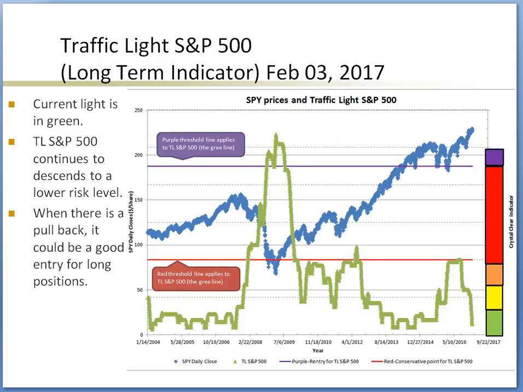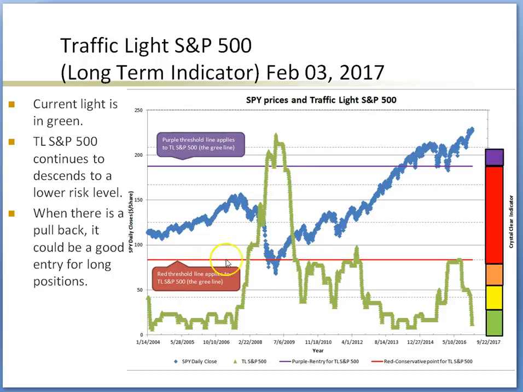Let's go over the legend first. The x-axis is the time, from the oldest on the left to the current on the right. The y-axis here represents the daily close of S&P 500 ETF SPY. The blue line represents the daily close of the S&P 500. The green line is the proprietary traffic light S&P 500.